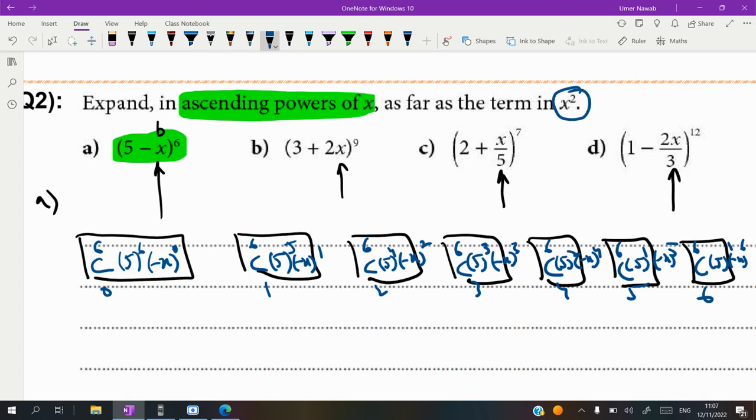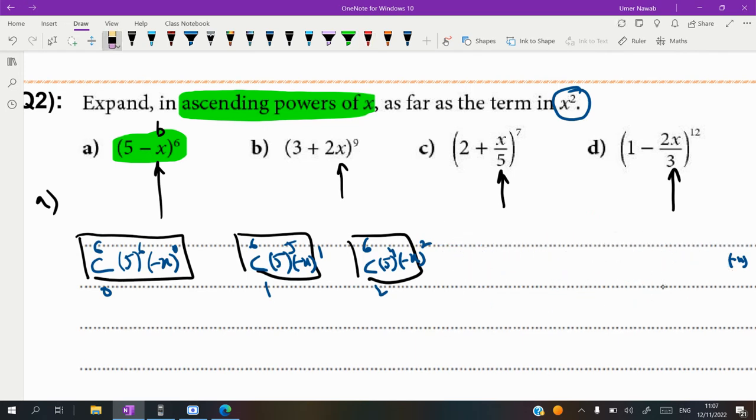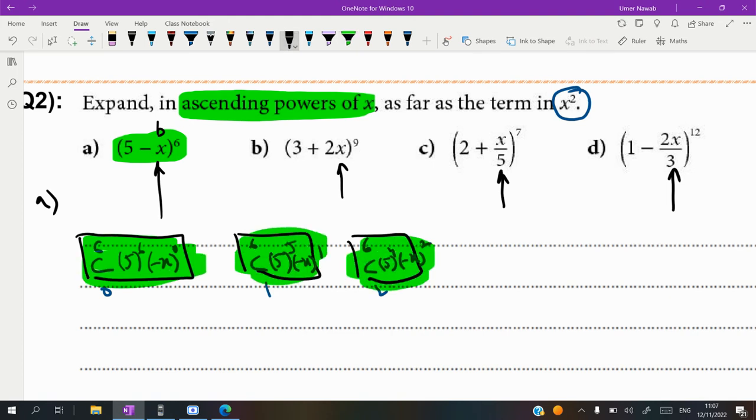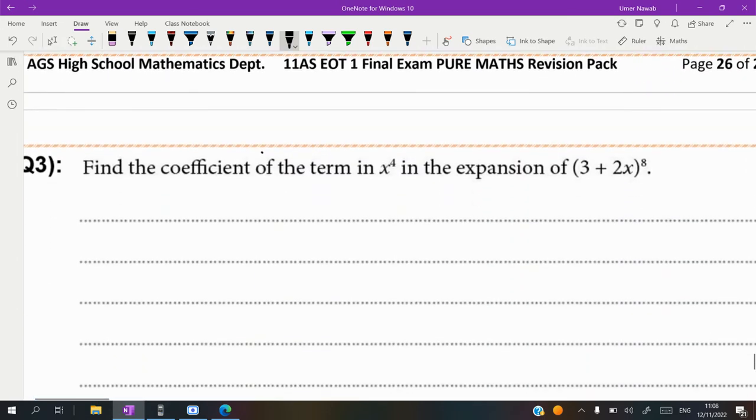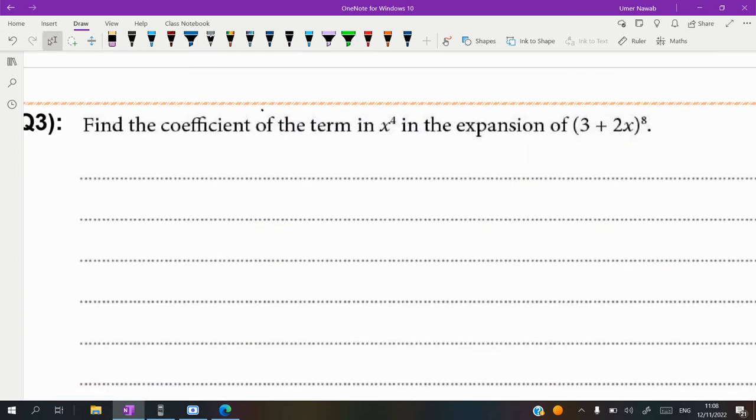He said the expansion should be done only till x squared. Do I need x cubed? No. Do I need x4? No, no, no. We don't need these terms because they are not required by the examiner. The examiner wants you to expand till x squared. So I just need to focus on the first term, second term, and the third term, and then I will expand it in the exam as I have explained to you. So this is all about question number 2. When I come to question number 3, here we have a different scenario.